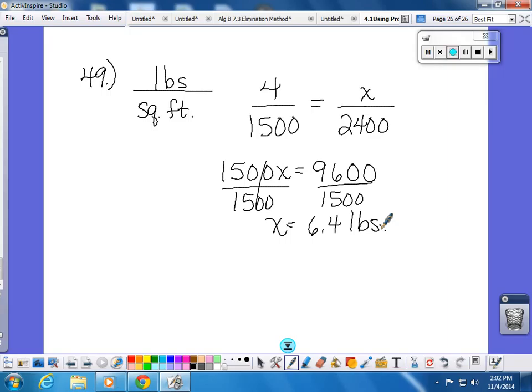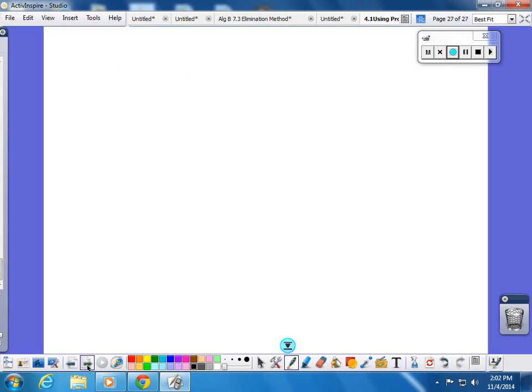All right, see if you guys can read number 50 and figure it out, and I'll give you a hint. It's talking about miles per gallon in gasoline, so that's the way I would set it up in my proportion, miles per gallon. I got 7,735. Yeah, that may not be right. All right, let's look.